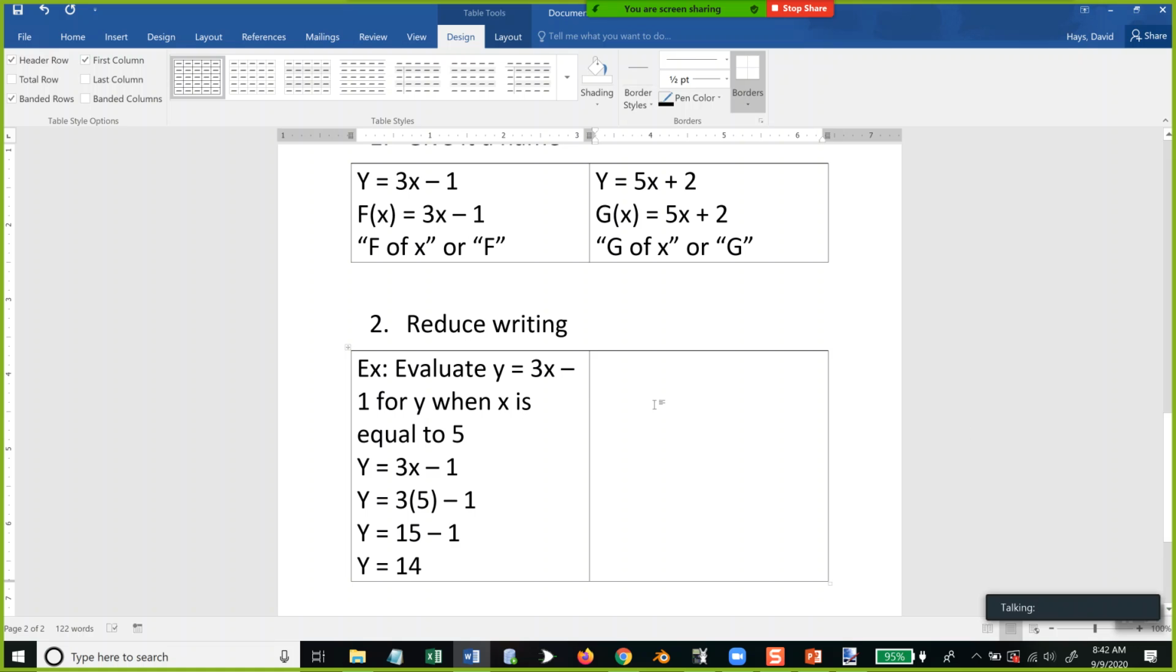Instead of writing all those words down, if we have f of x equals 3x minus 1, and we say find f of 5, that says the same thing as all those words. And we work it the same way. To find f of 5, you go and replace your x with 5. 15 minus 1, and we get 14. So again, that's the second purpose of function notation, is a reduced writing.